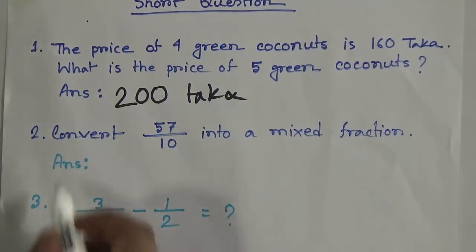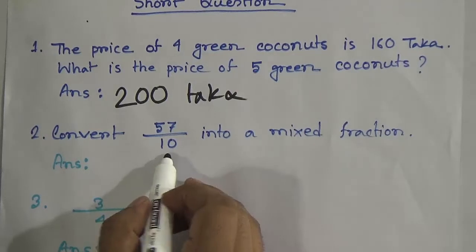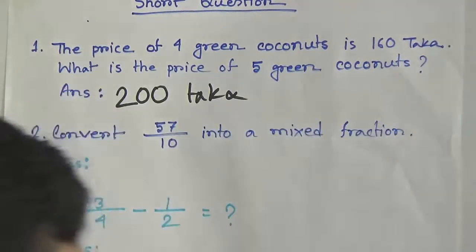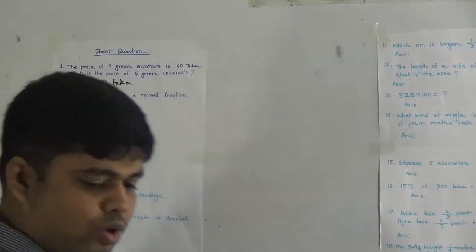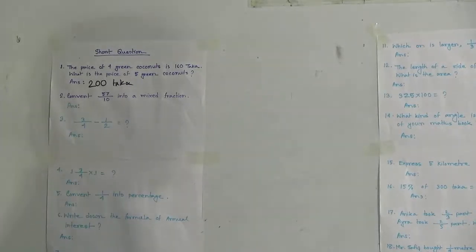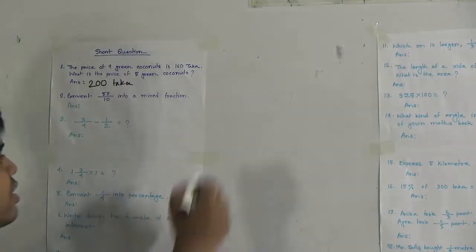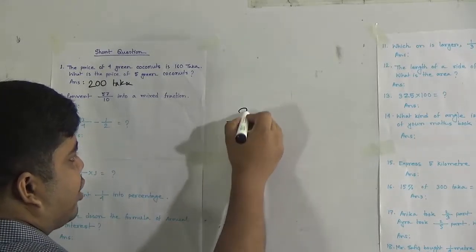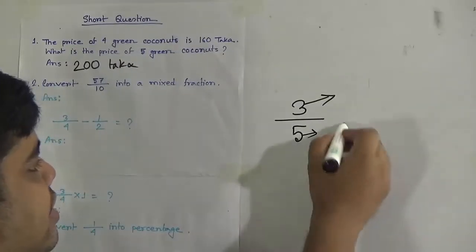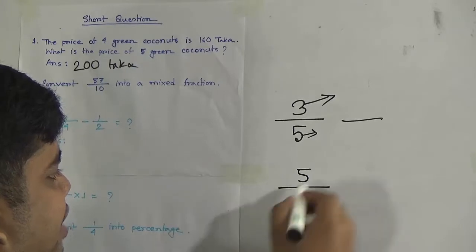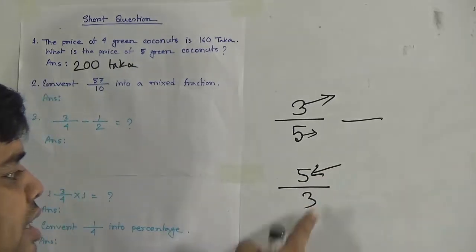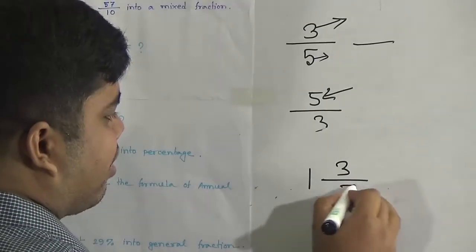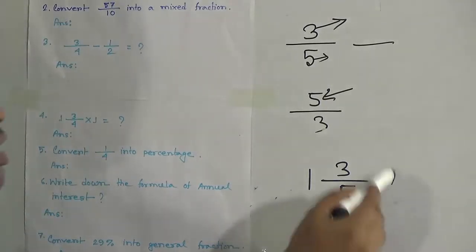Next, question number 2. Convert 57 by 10 into a mixed fraction. Dear students, do you know how many types of fractions there are? There are 3 types of fraction. One is proper fraction, another is improper fraction, and the last one is mixed fraction. So what is a proper fraction? In a proper fraction, the numerator is smaller than the denominator. And 5 by 3, that means its numerator is greater than the denominator, it is an improper fraction. And one whole number and one proper fraction together is called a mixed fraction.